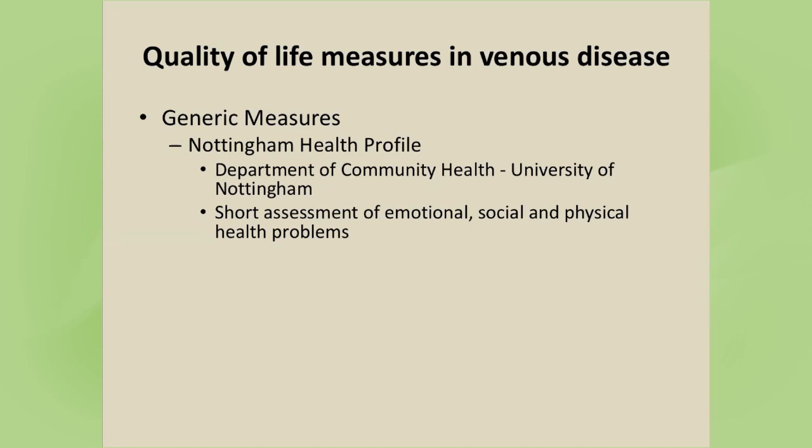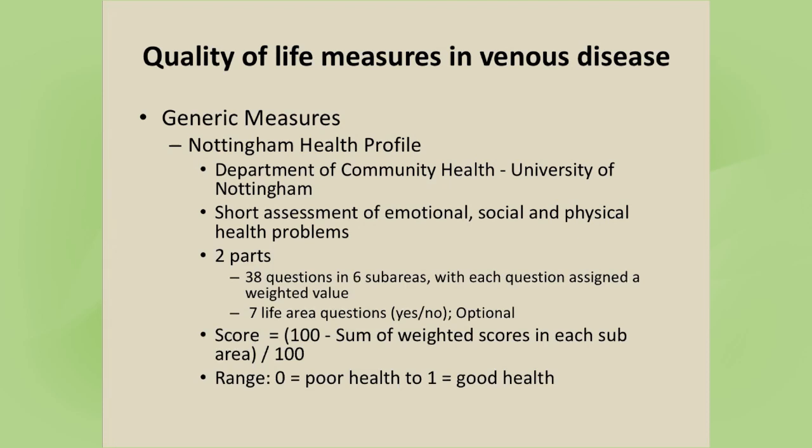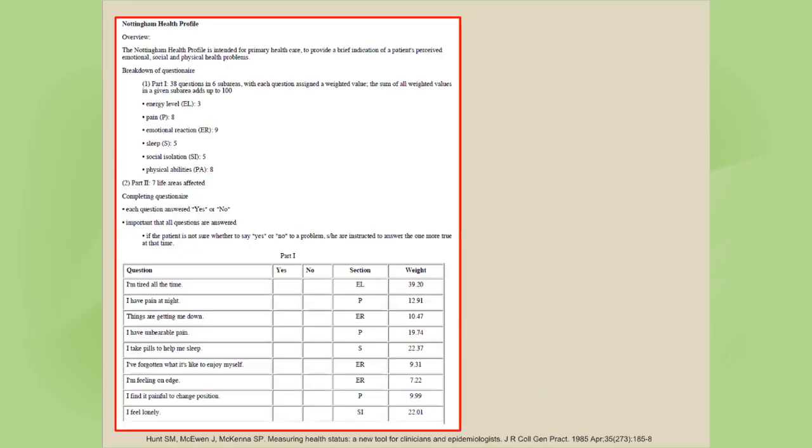The Nottingham Health Profile came out of work done at the Department of Community Health at the University of Nottingham. It's a short assessment of emotional, social, and physical health problems. It has 2 parts, 38 questions over 6 sub-areas, and there are 7 life area questions, which is actually an optional part. And the score is generated by subtracting the sum of the weighted scores in each sub-area from 100, and then converting and dividing it by 100. So you end up with a score from 0 to 1, where 0 indicates poor health and 1 good health.